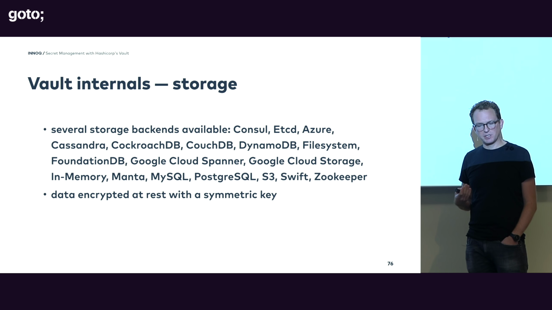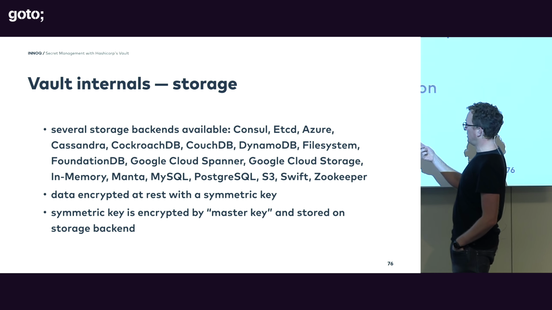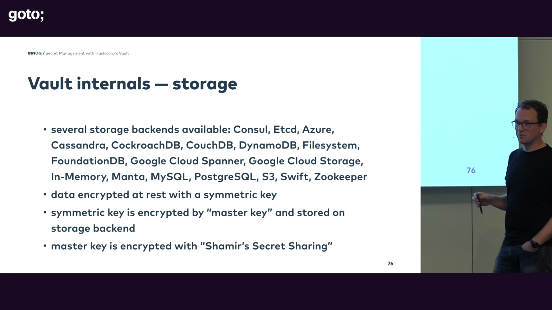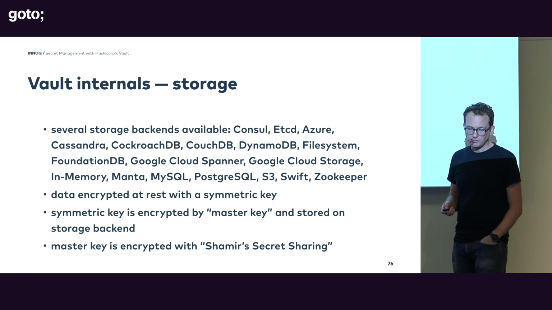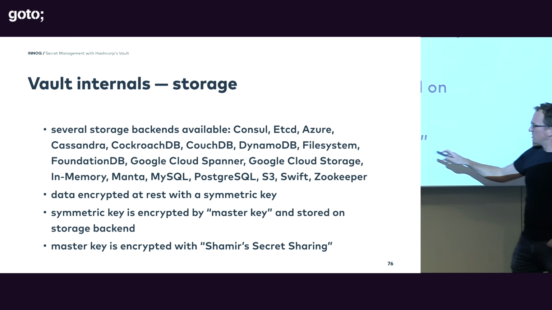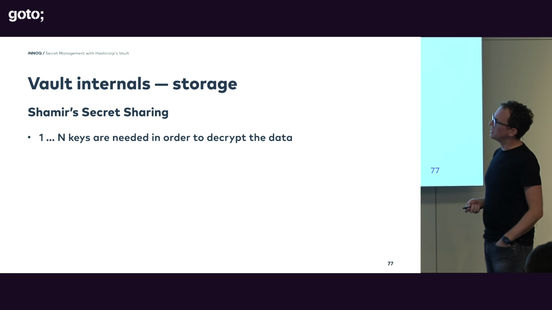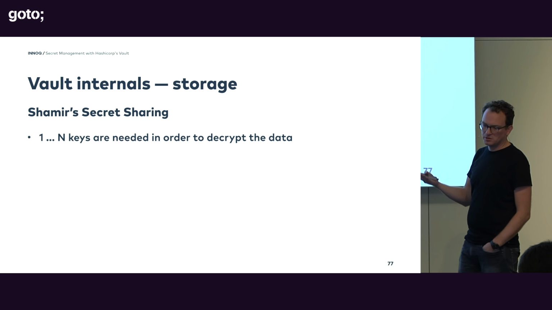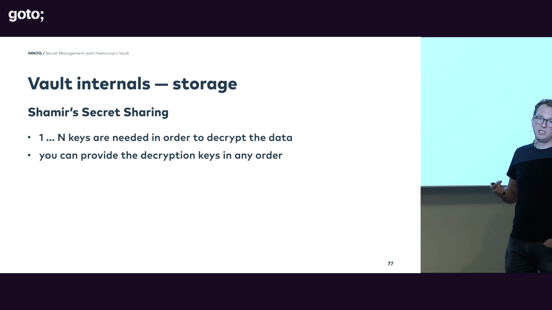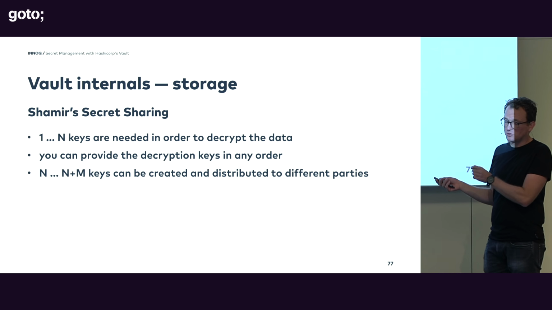The data is encrypted at rest with a symmetric key. And this symmetric key is encrypted by a master key and stored on the storage backend. And this master key is encrypted with something called Shamir's secret sharing. So you have to decrypt the master key in order to decrypt the symmetric key. And Shamir's secret sharing is a super interesting technique. It means that in order to decrypt the data, you need 1 to n keys. When you want to decrypt the data, you can provide those decryption keys in any order, so there's no order to it. And you can create more keys than you need in order to decrypt the data.